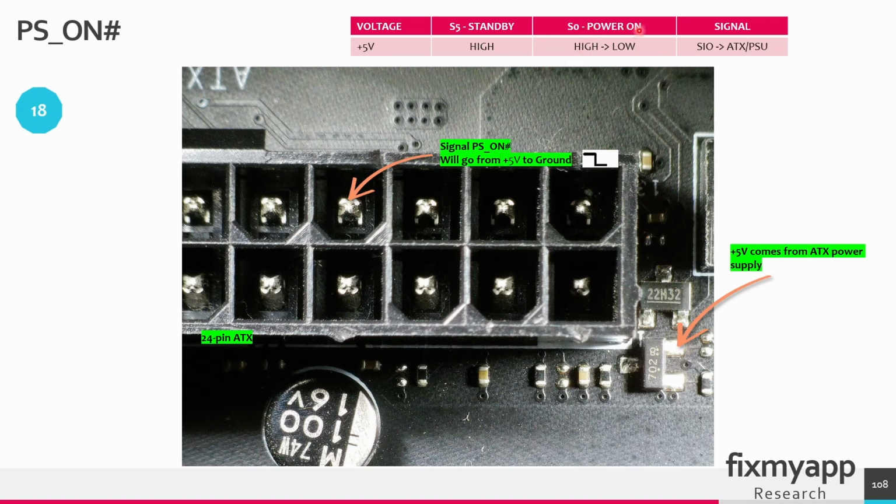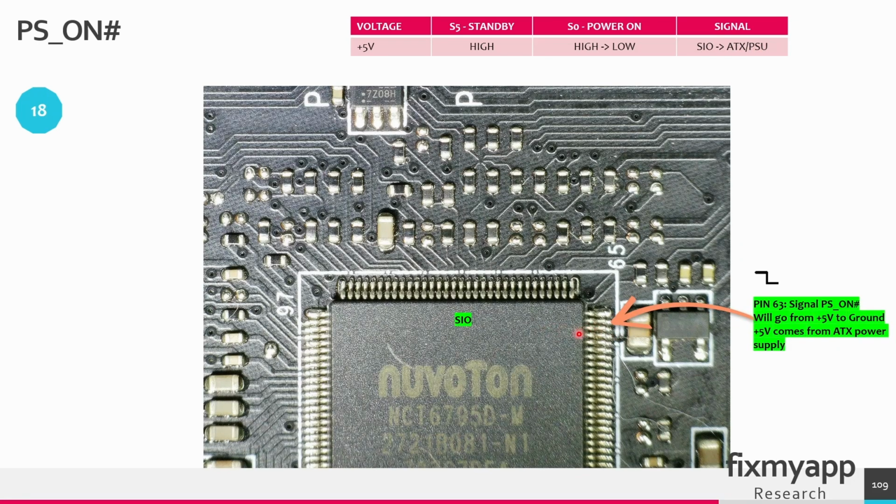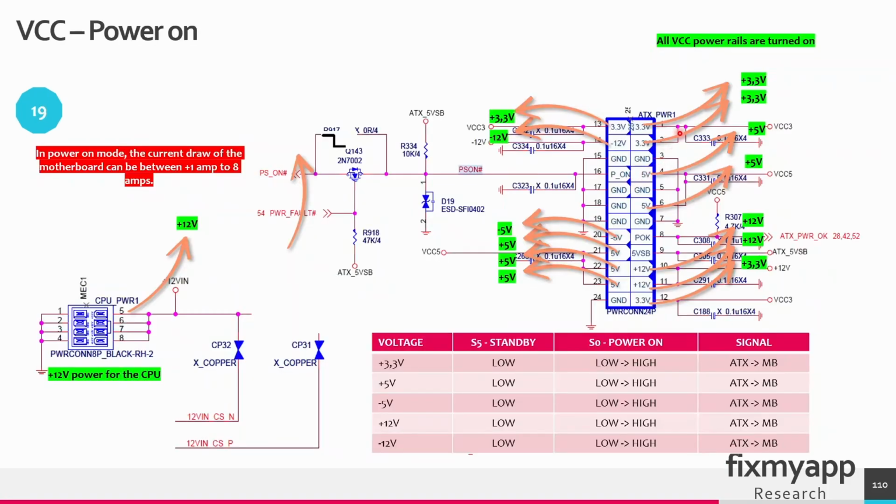And in the power on state, when you press the power button, it should go to 0 volts, so it will be shorted to ground. The signal comes from the Super I/O chip and it will go to the ATX power supply. The power supply active low signal line comes from the Super I/O chip and it will go to the 24-pin ATX connector. When the ATX power supply receives this power supply on active low signal, so it's pulled to ground, it will start generating all the voltages at the output of this 24-pin ATX power connector.